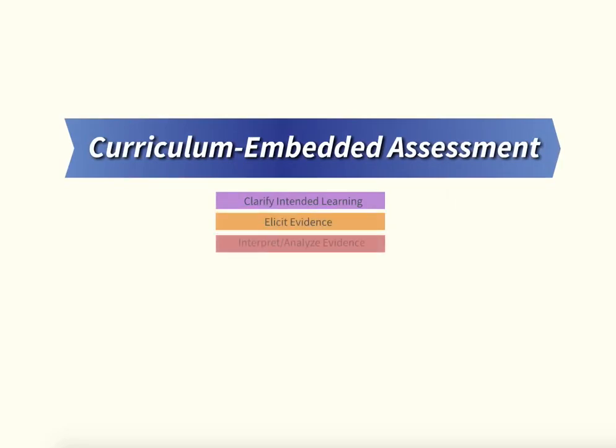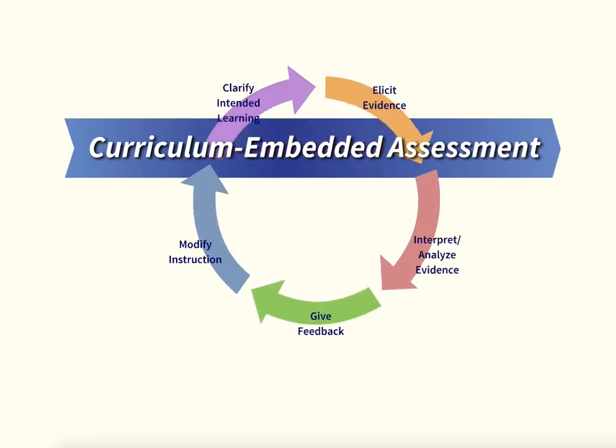Curriculum-embedded assessment is at the center of what we do in our classrooms throughout the year. It is an ongoing process of clarifying intended learning, eliciting evidence from students about what they are learning, interpreting and analyzing the evidence they produce, giving feedback to students based on that evidence, and modifying instruction to adapt to what you have learned about what your students are learning. You probably know these as elements of the formative assessment cycle.